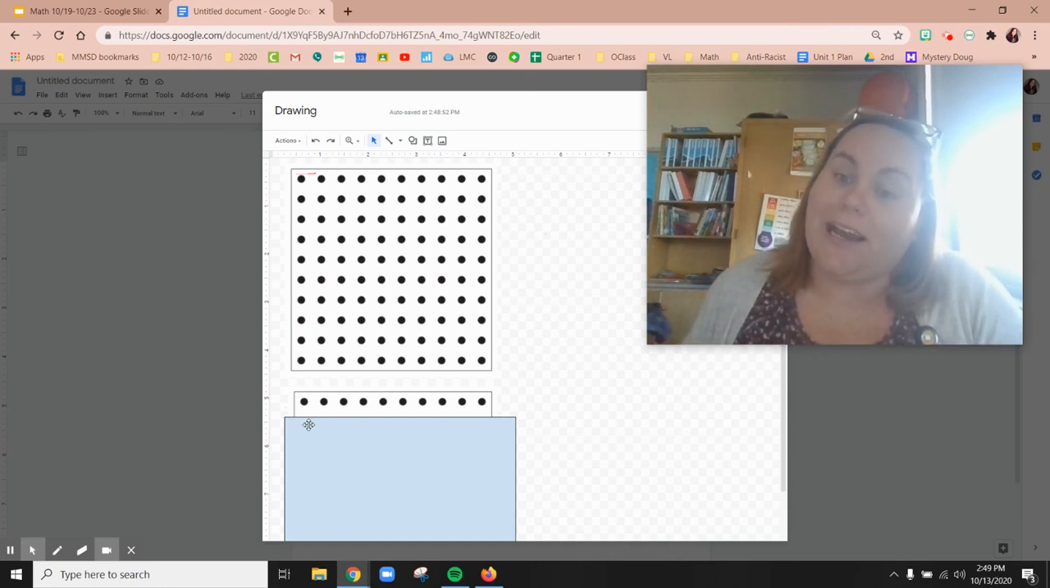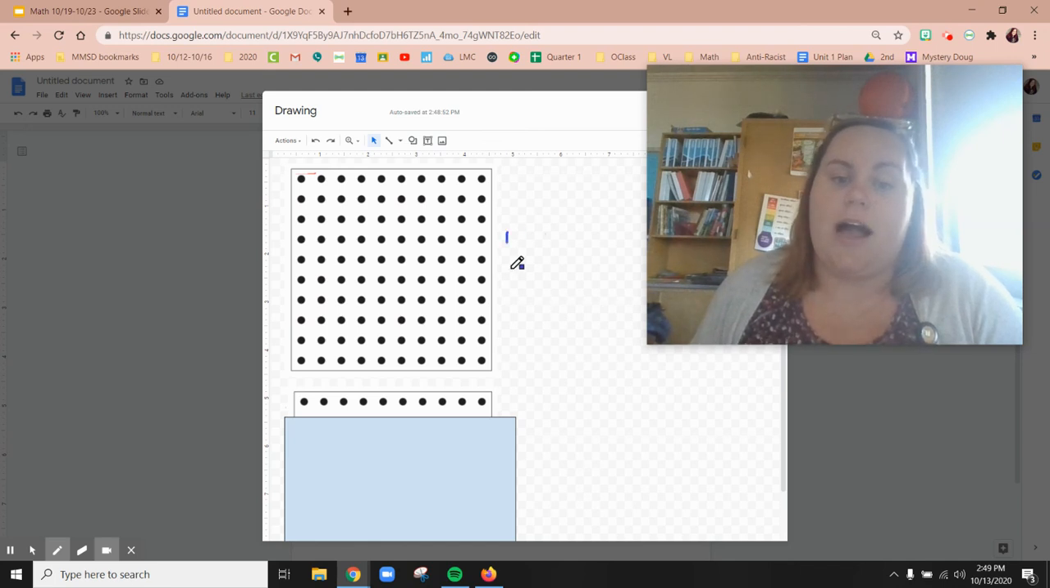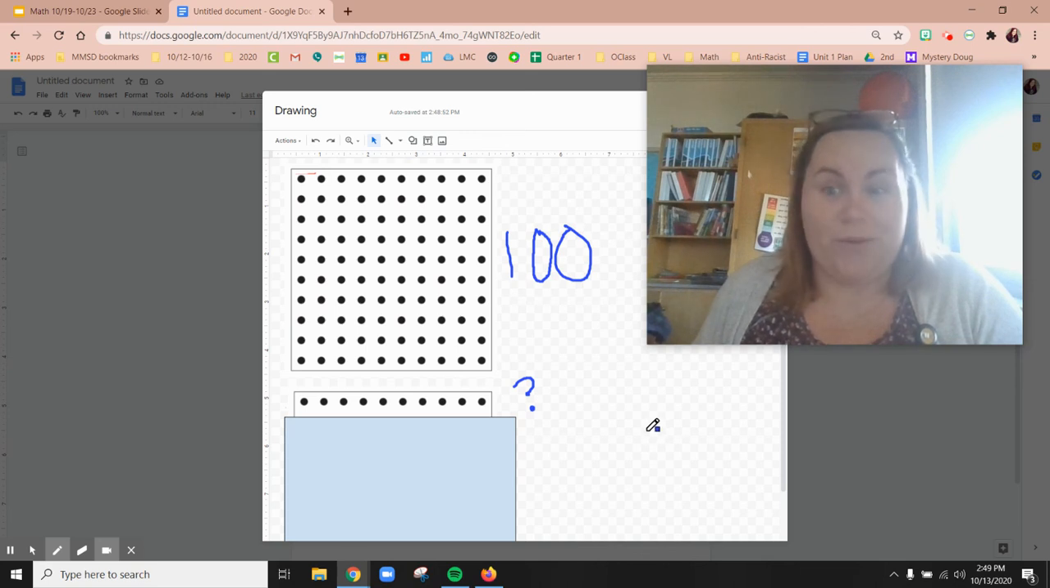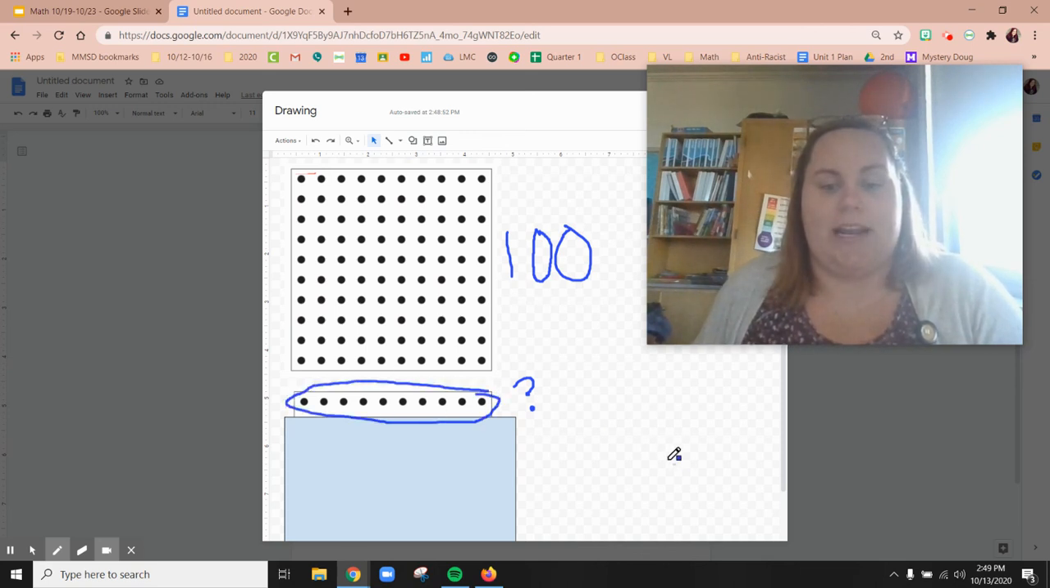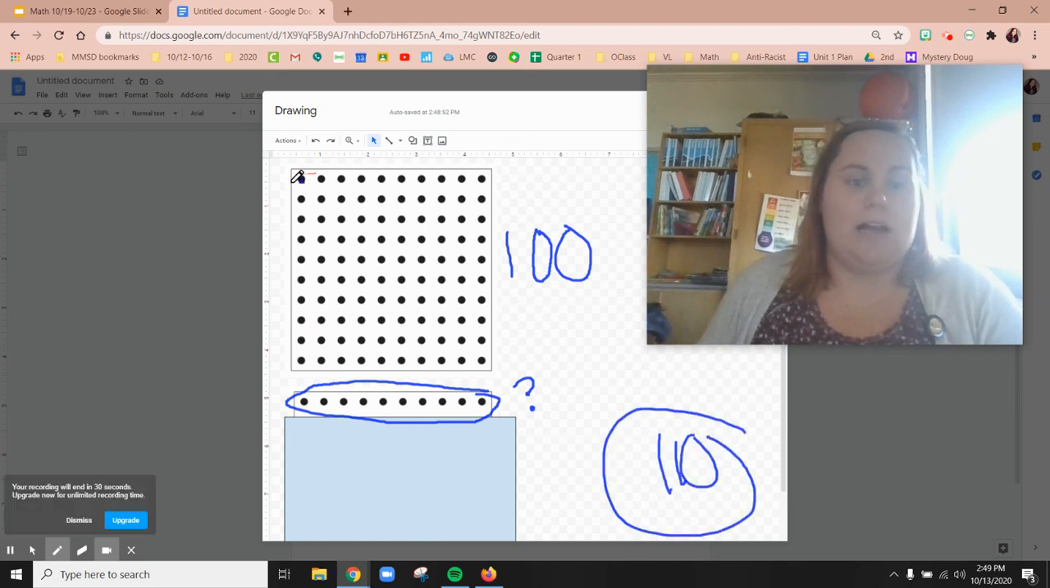So how many are showing right now? Think about what is going to be our total amount of dots showing right now. I know I have 100 up here. How many do I have down here? I know. It's 10, right? So there's 10 here. And so our answer would be 110. We could also count by tens, and that would work too.